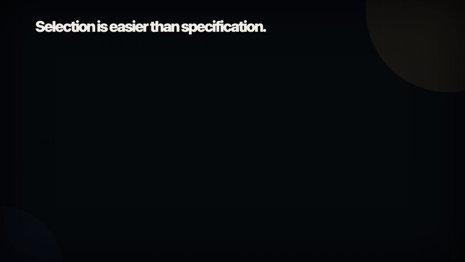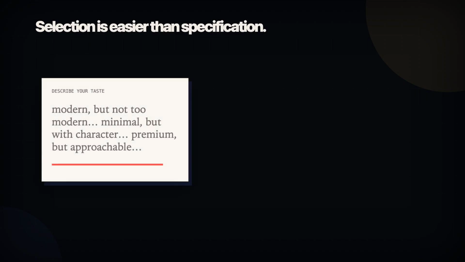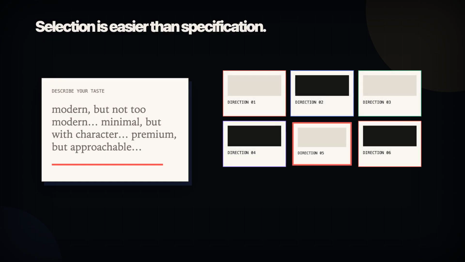And this sounds like a small workflow improvement, but it solves one of the biggest problems with AI design. Prompting is terrible for describing taste. Most people cannot describe exactly why they like a website. But if you show them 6 designs, they can immediately say, "that one." This is much closer to how humans actually make creative decisions. Selection is easier than specification.